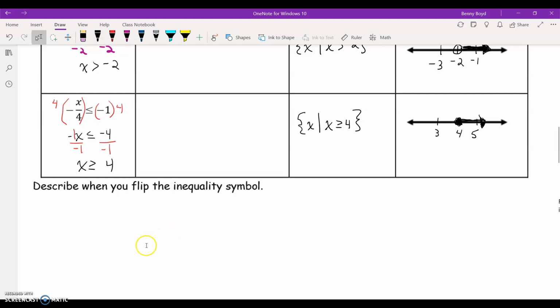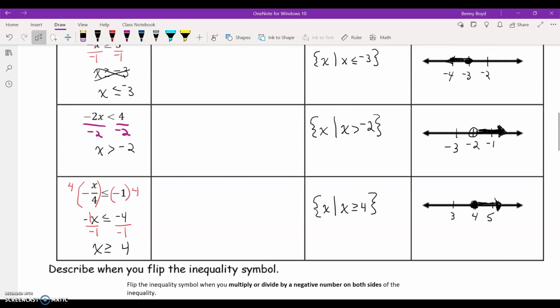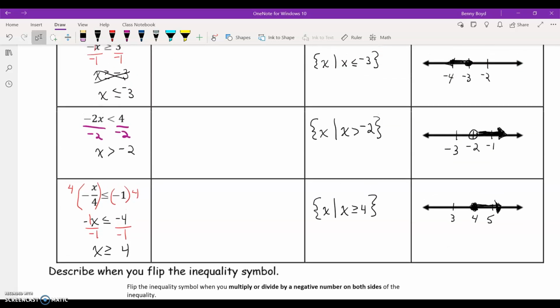Okay. So now I'd like for you guys to pause the video and answer the following question. When you're finished, click play and see how you did. Okay, guys, so how'd you do on this answer? I put in, you flip the inequality symbol when you multiply or divide by a negative number on both sides of the inequality.